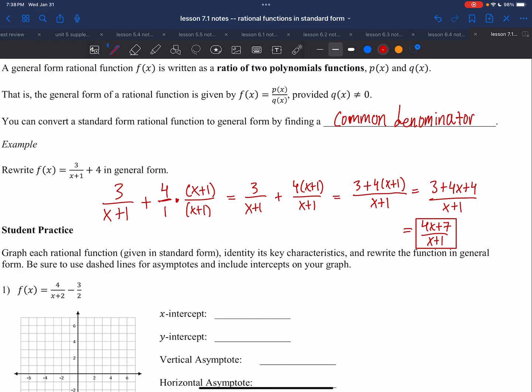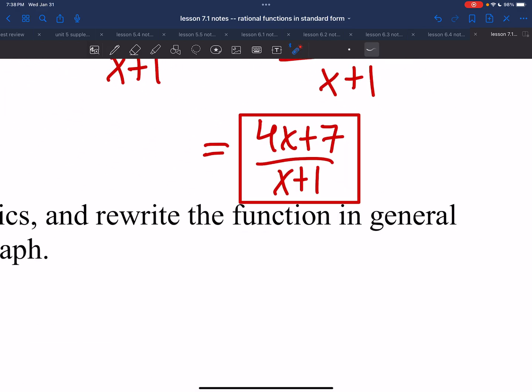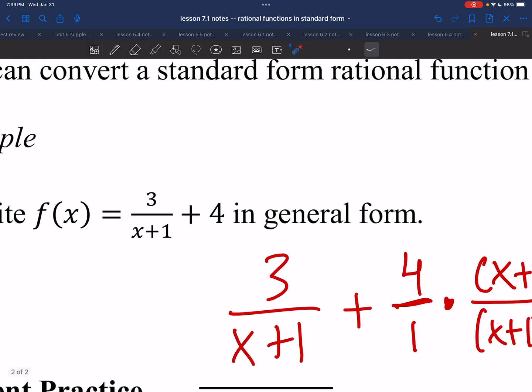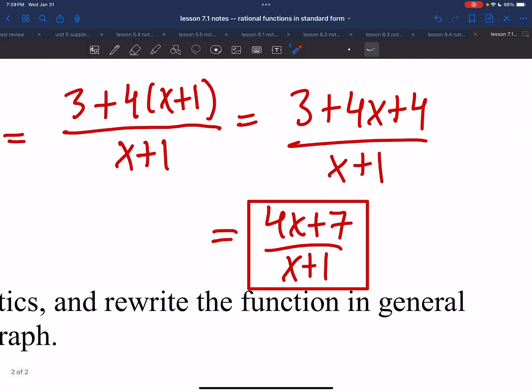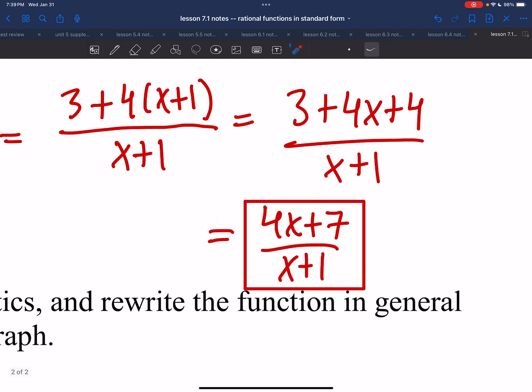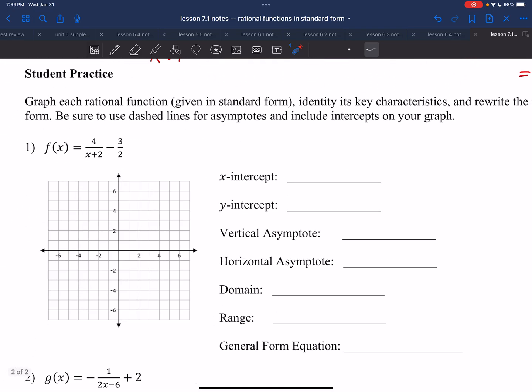And that's the general form. So next lesson, we're going to see if I gave you this function, how would you have known that the vertical asymptote was -1 and that the horizontal was 4? How could you have told that from this equation? And so we'll be talking about that next time.